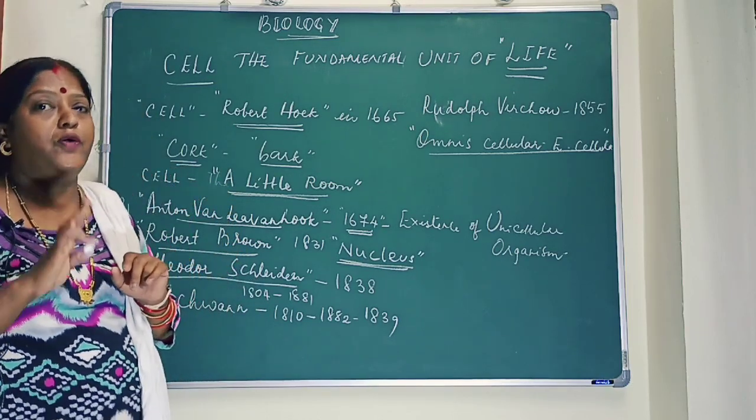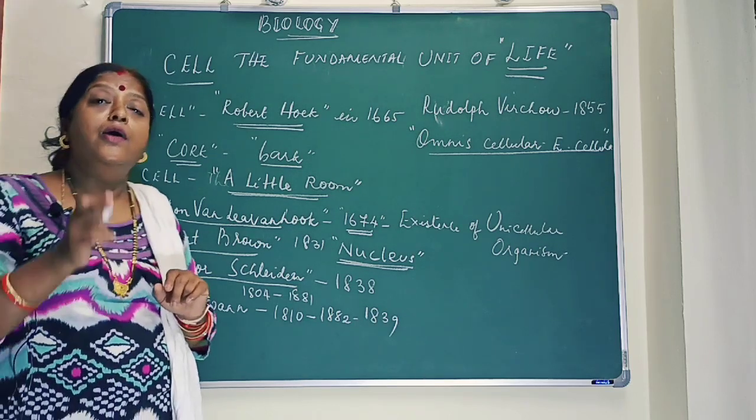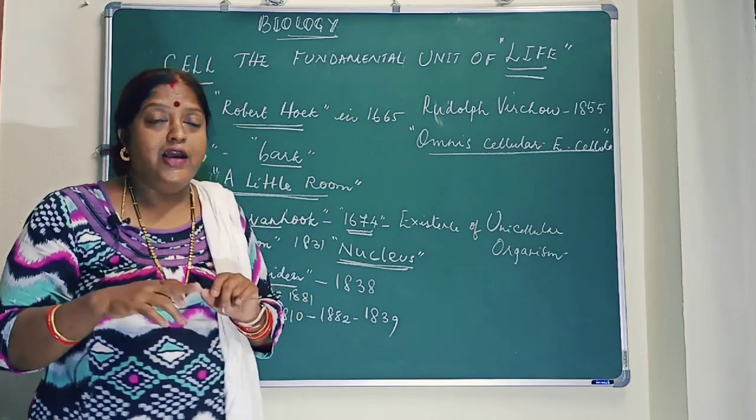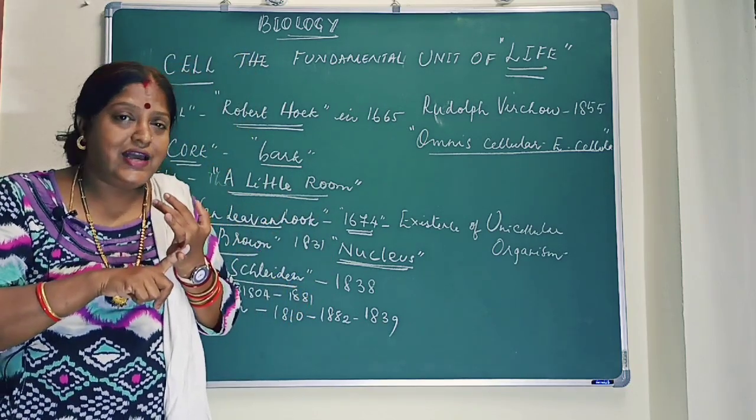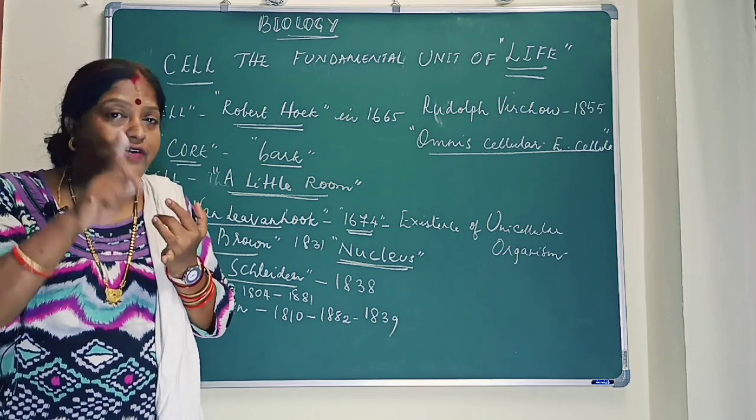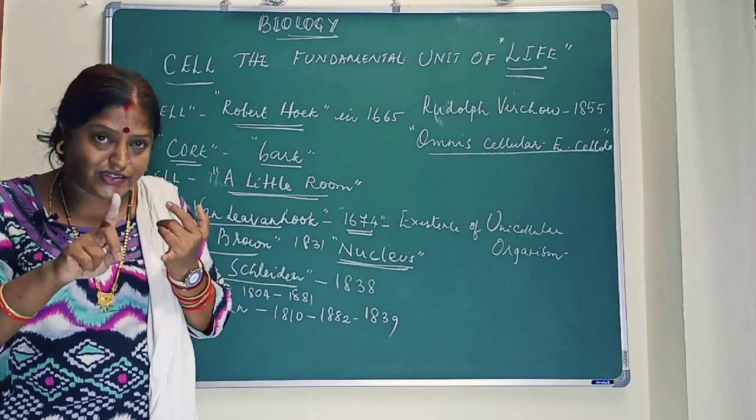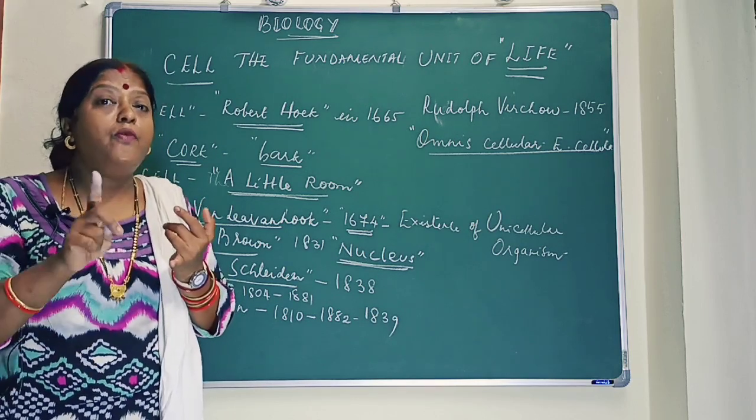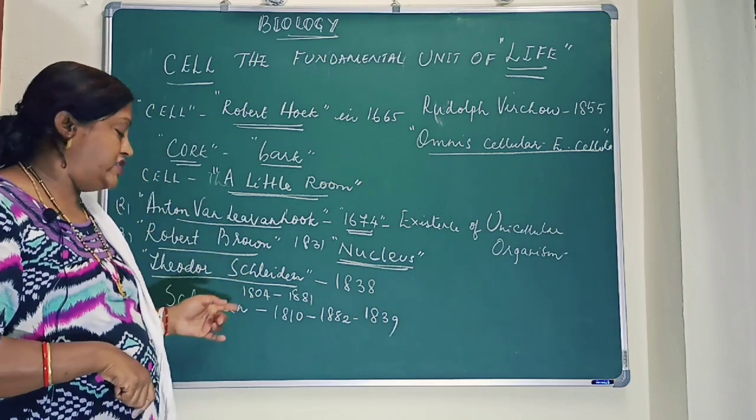This is one of the most important questions, children. What are the rules or what are the statements in the modern form of cell theory? Okay, so the first one is living organisms are made up of cells and their products. Okay, all living organisms are made up of cells and their products. This is the first statement of the modern form of cell theory put forward by Schleiden and Schwann.